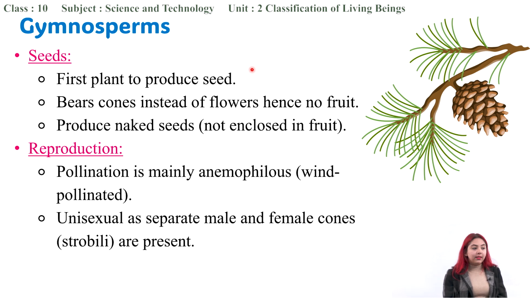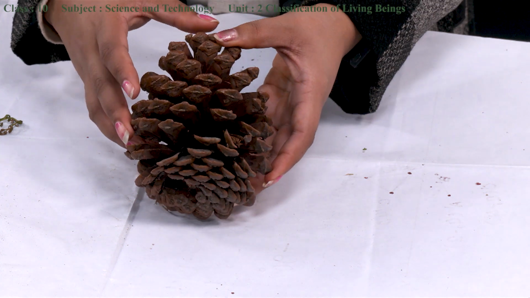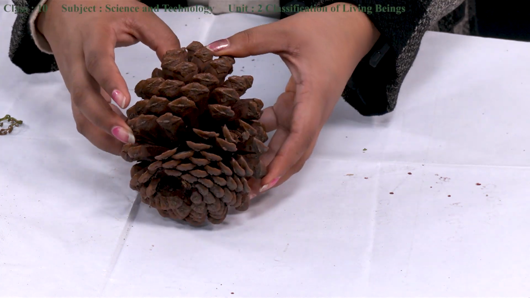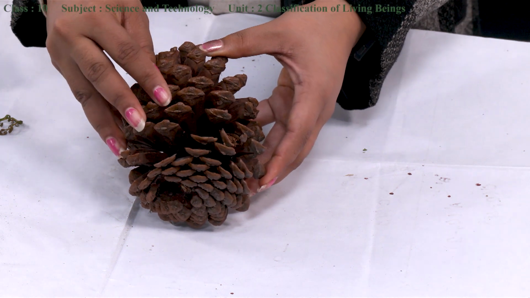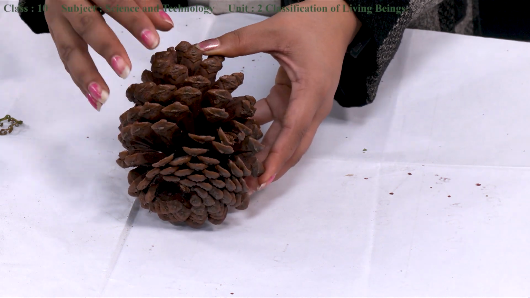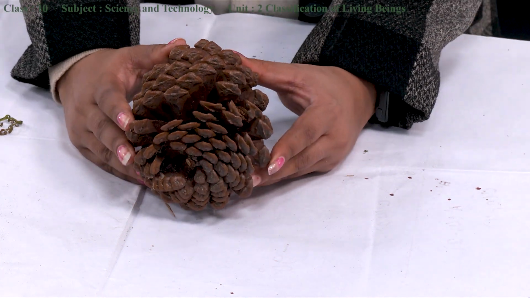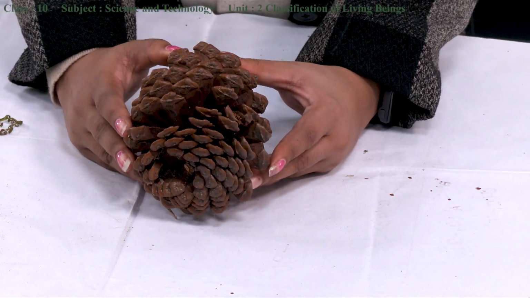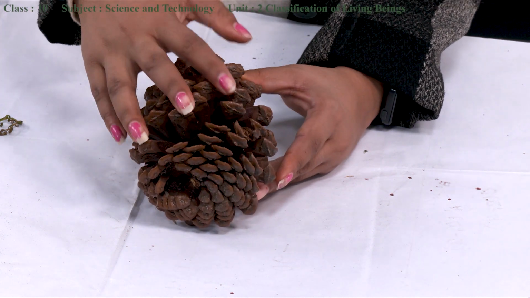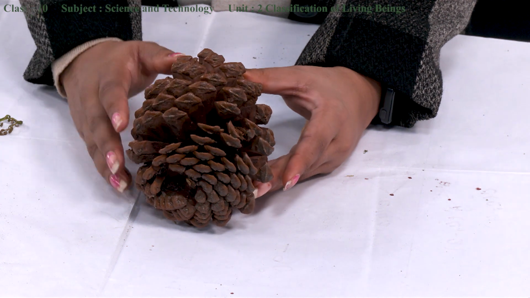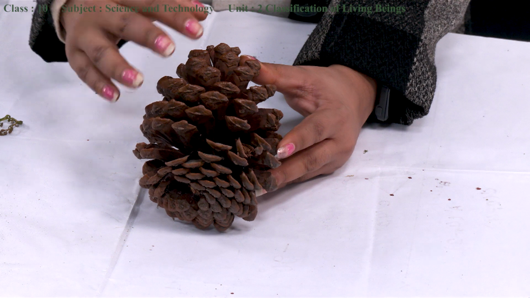Here you can see that this is a cone that belongs to a plant in the subdivision Gymnosperms, and this cone is borne instead of flowers, and since there is an absence of flowers, no fruit is formed in the plants that belong to the subdivision Gymnosperms, but instead they bear cones, and the cones are either female or male cones. Now the cone that I have in my hand is a female cone.